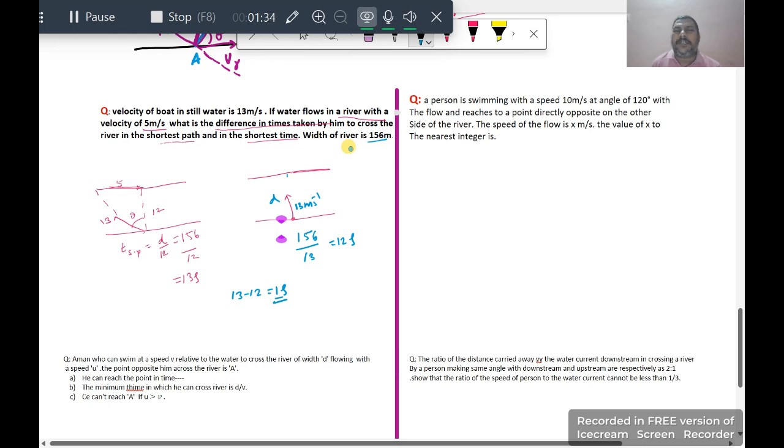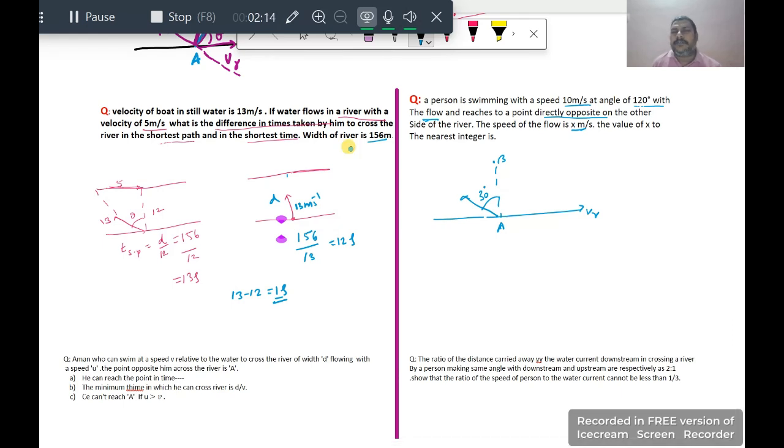Now the second question. The person swims with 10 meters per second at an angle of 120 degrees with the river flow. So he started like this, with the river flow, at a 120 degree angle, so I can take this as 30. He reaches the point directly opposite on the bank, from point A to point B. The speed of flow is x meters per second. The value of x to the nearest integer is asked.